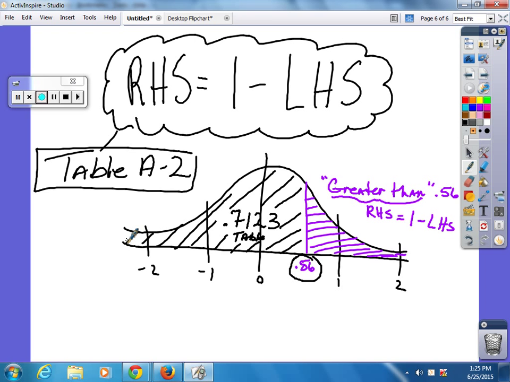But our question asks for the right-hand side. Now it makes sense. 1 minus 0.7123 is equal to, well, let me ask you a question. What's $1 minus 71 cents? 29 cents. That's right, class. So, 0.2877.